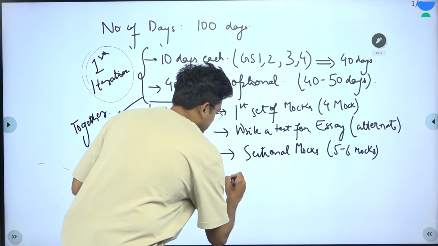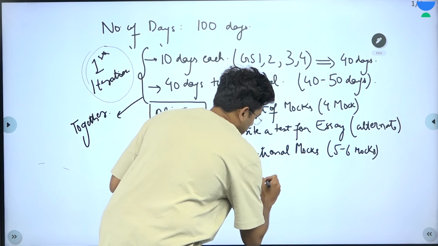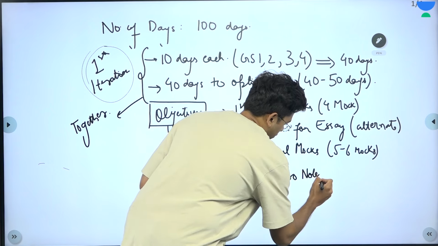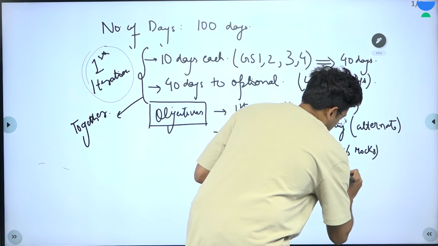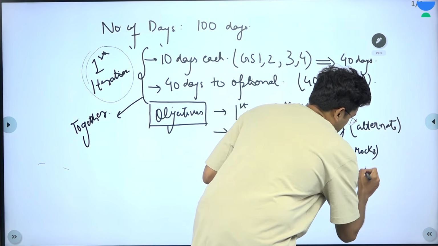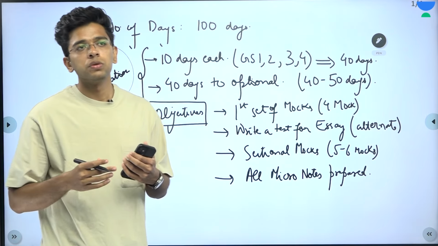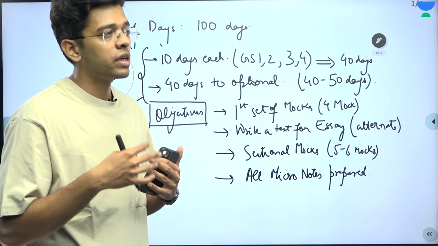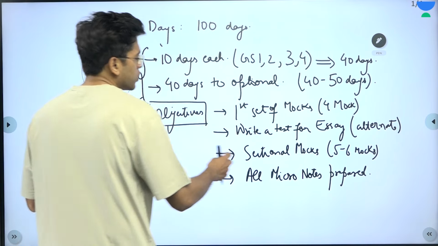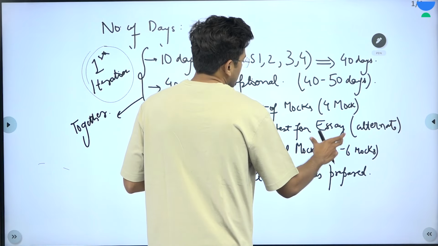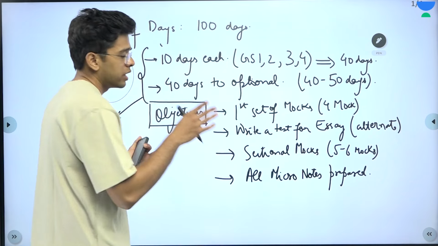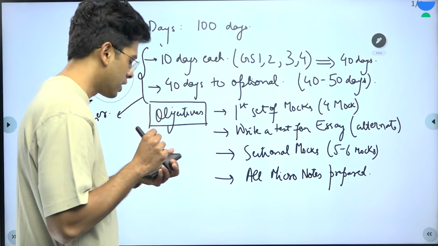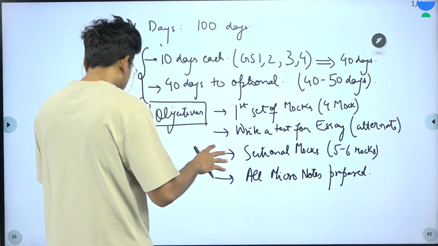The fourth objective will be all micro notes should be prepared. Now, what are micro notes? For example, when we consider GS paper 2, there are topics like e-governance, there's a topic like social justice, there's a topic like international relations. You should have your diagrams, small definitions, etc. prepared in a way that when you go for a second iteration revision or a third iteration revision, you take less time to do that. So you should have your micro notes prepared.